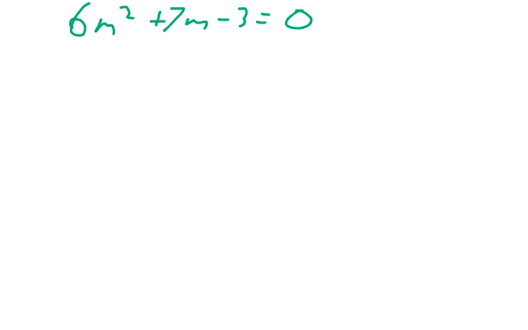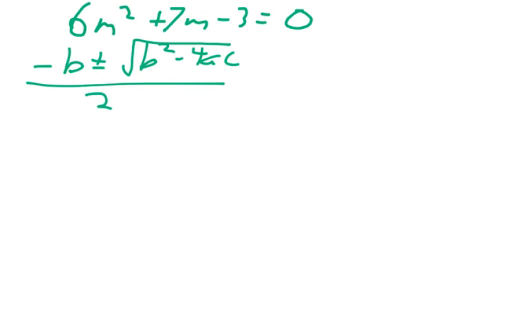In this next problem, we're trying to solve this so that we can get the m values that solve this equation. Now, what I normally suggest is that we use the quadratic formula, because the quadratic formula always works, whereas factoring sometimes works and sometimes doesn't. Negative b is equal to negative 7. 2a is equal to 12, because 6 is a.